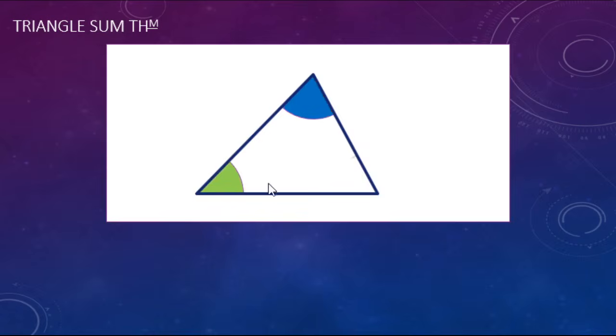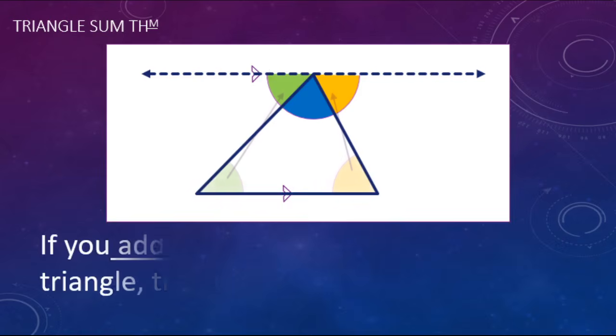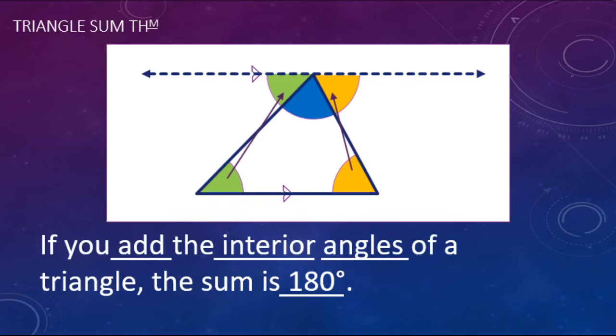We've got 1, 2, and 3 interior angles. Now we're going to be looking at these angles when we put them all together. So we're going to take the green angle and move it up, and we're going to take the yellow angle and move that up as well. And looky there, it does make a straight line. So straight lines are 180 degrees. So if we add up all 3 interior angles like this, it's going to make 180 degrees.